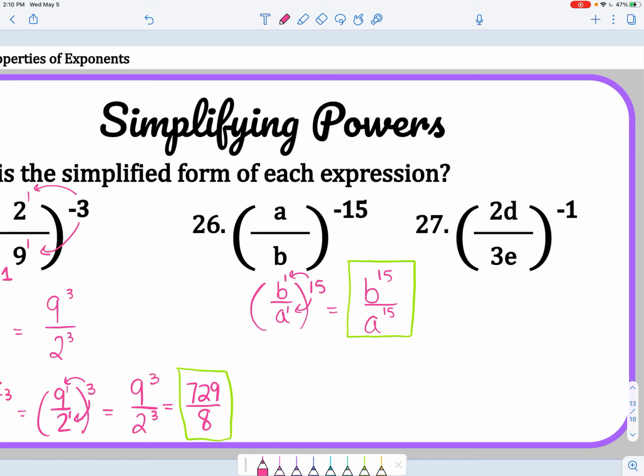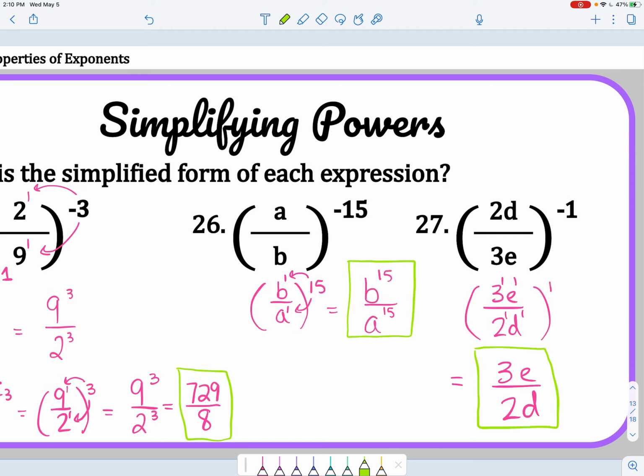For 27, I'm going to flip everything in that fraction, so the 3e is now going to go up top, and the 2d is going to go on the bottom, and the exponent is now positive. And then I've got my understood exponents of 1s, but all I'm doing is multiplying a bunch of 1s here. That's not going to change my exponents. All of my exponents are going to be 1s. And remember, you don't have to write an exponent of 1. It's understood to be there. So I can just drop the parentheses and write this as my final answer.